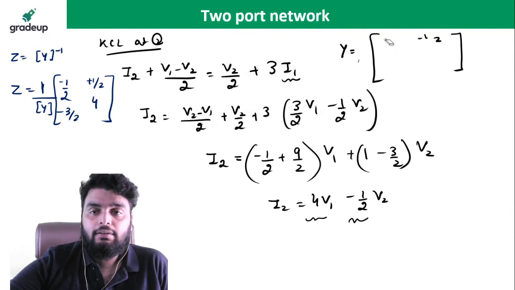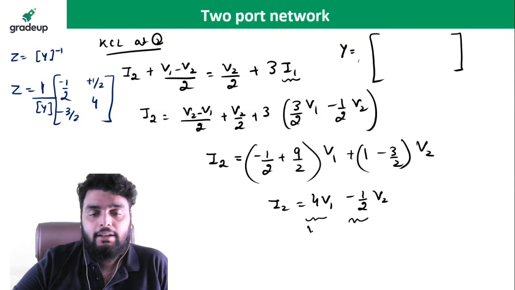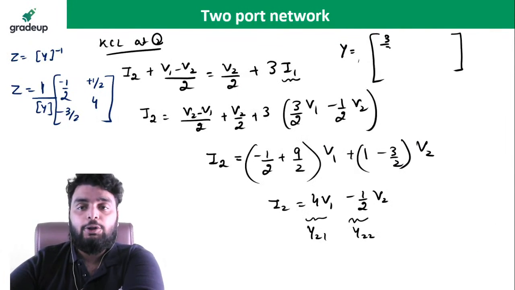Correct, this is my mistake. Thanks, Komal. So here, what happened? Actually, it is y21, correct. It is y21. It is y22. So earlier it was y11, which is 3 by 2. Next, it is minus 1 by 2, 4, and minus 1 by 2.